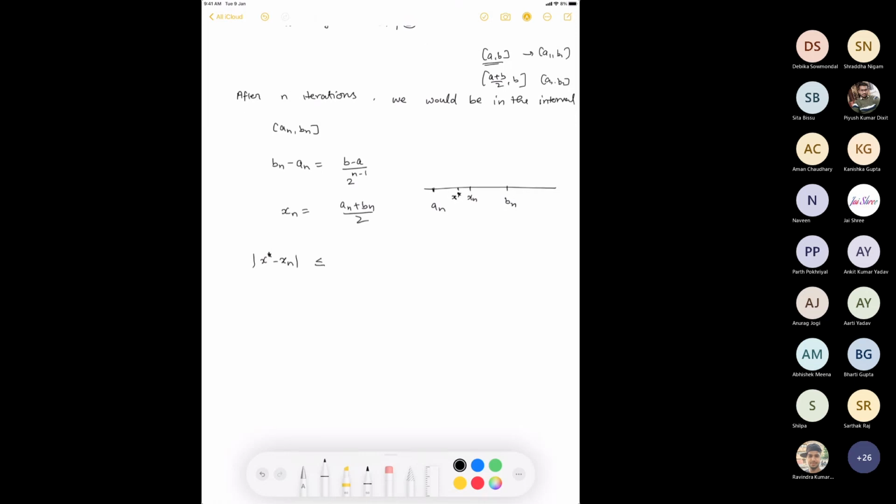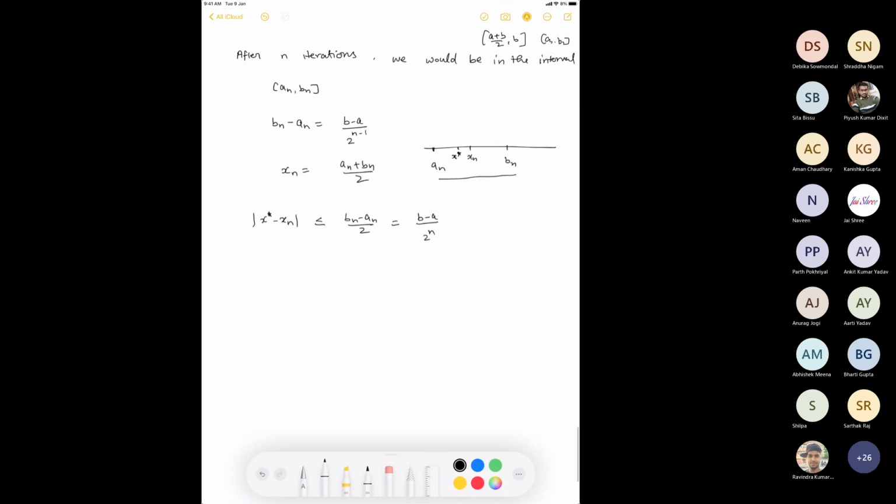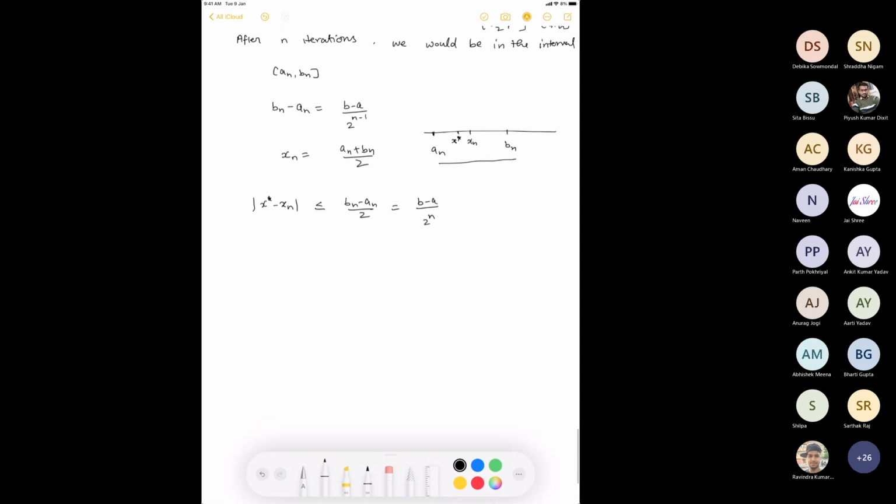So you can see that this is always going to be less than or equal to half of the length of this interval, right? Which is basically (b minus a) divided by 2 raised to power n. Okay. So you can see that as n tends to infinity, this x_n, the sequence of the iterates, is going to converge to x star, right? So the convergence is guaranteed here.